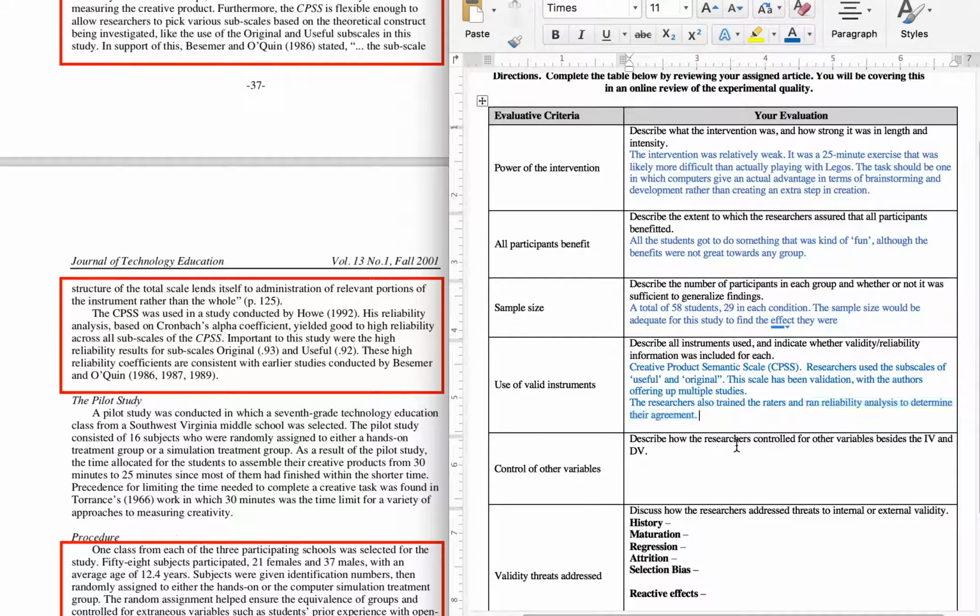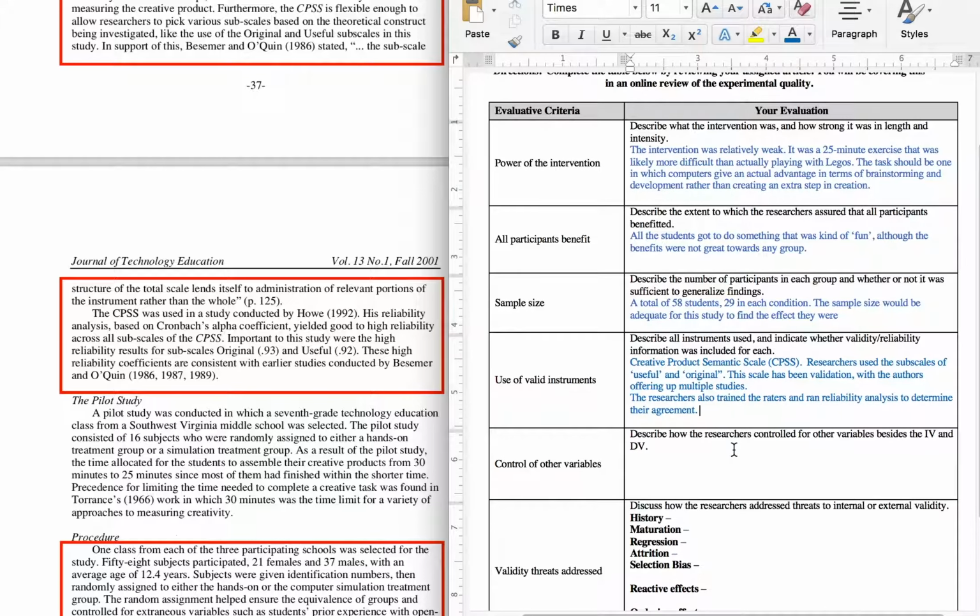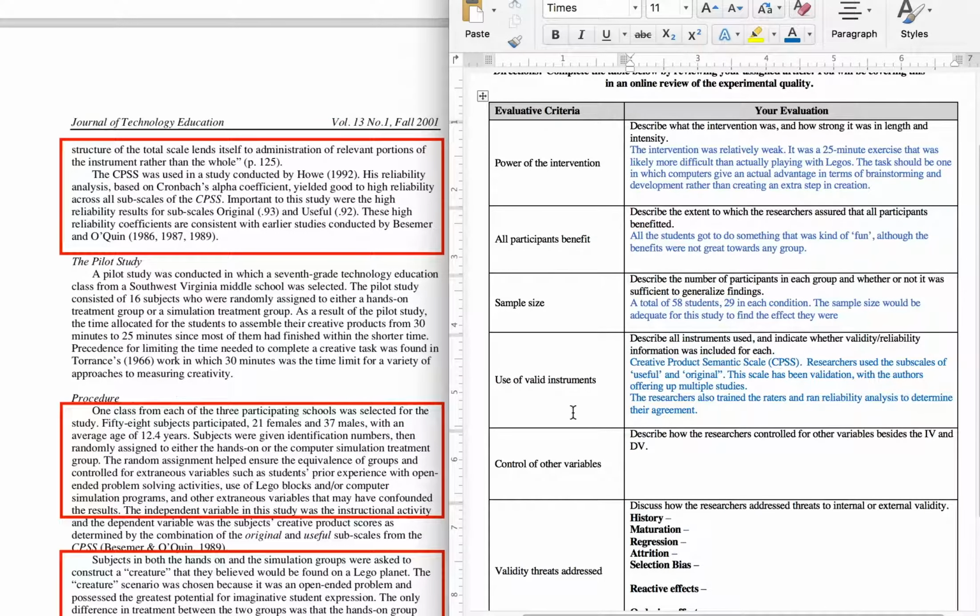Another thing that they did was that when they were training people how to use this, they did a pilot study and they did run reliability analyses on whether or not the raters were actually agreeing. So those are very good things that they did in order to use valid instruments and make sound decisions.